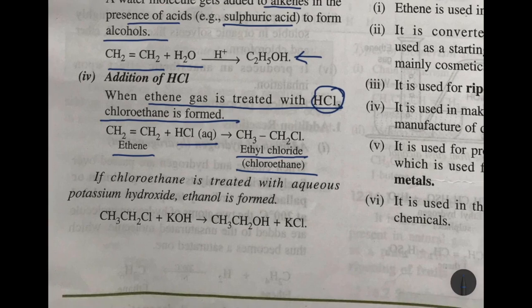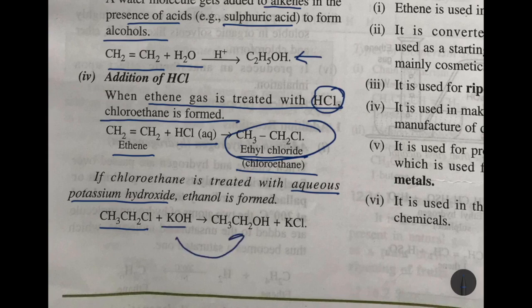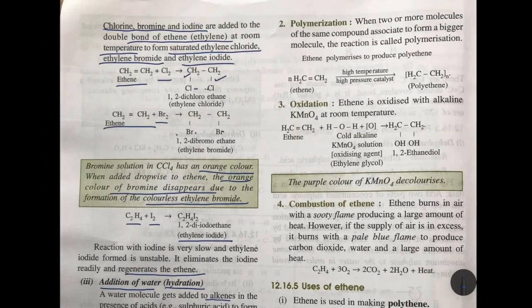Okay. Now, if chloroethane, okay, that is this one, is treated with aqueous potassium hydroxide in water, ethanol is formed. So here you can see chloroethane with aqueous potassium hydroxide, ethanol is formed. Okay, and potassium chloride is also formed.